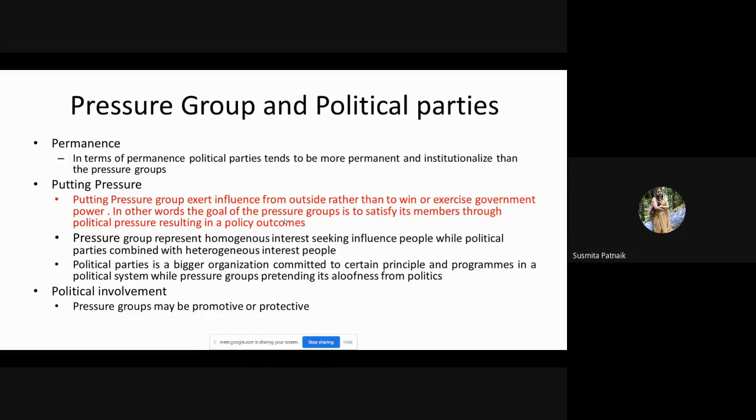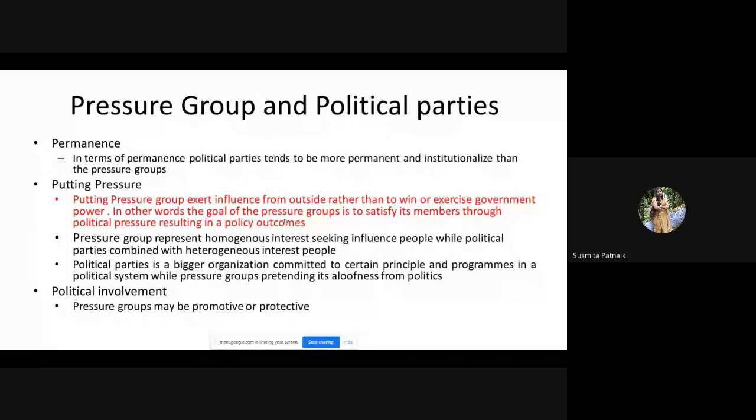But in the case of pressure groups, the pressure groups have short-term ideologies. They are not permanent; they are temporary. They have only one basic interest, and if their interest is fulfilled, then there will be no pressure group existing. So in terms of permanence, political parties tend to be more permanent and institutionalized than pressure groups.